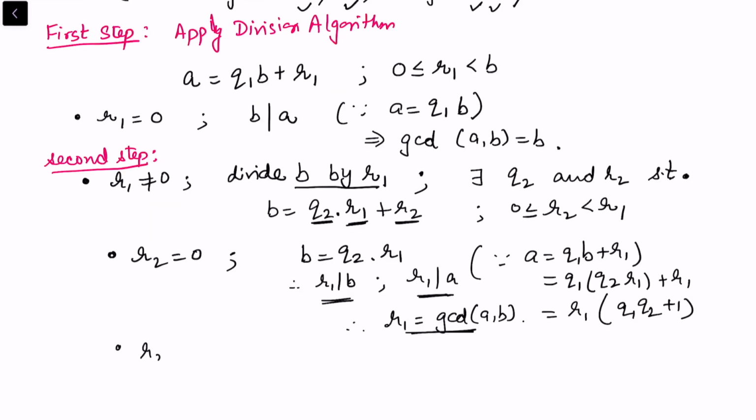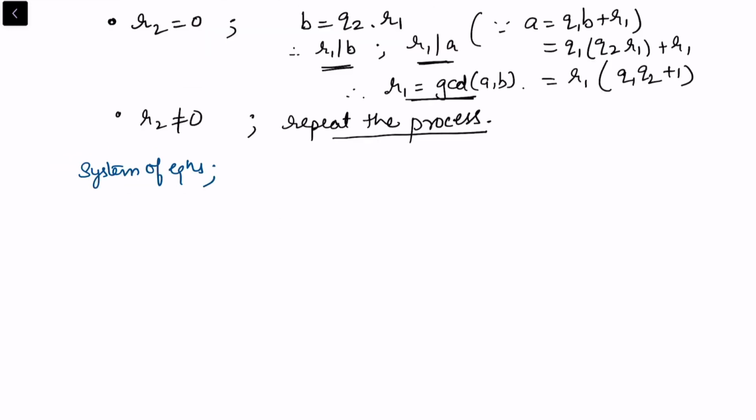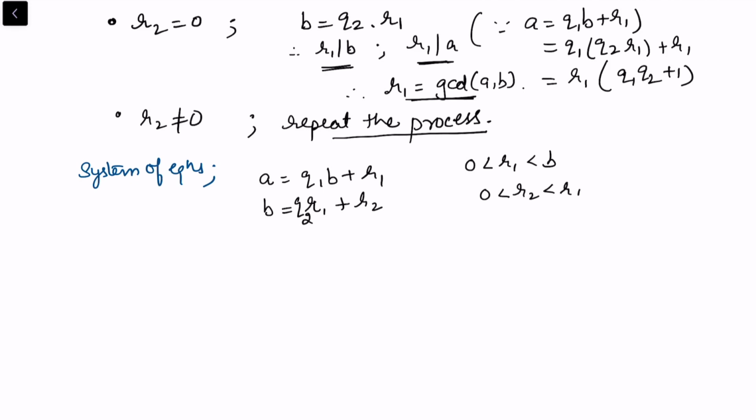But if r2 is not equal to 0, suppose the remainder is not equal to 0. In this case, we again repeat the process. When we repeat the process, this is what we mean by the Euclidean algorithm. We have the system of equations: a is equal to q1 times b plus r1. In this case the remainder was not 0, so I proceeded and divided b by r1, giving quotient q2 plus r2, with the condition on the remainder, and since r2 is not equal to 0, this division should be carried out further. So this is q3 times r2 plus r3, which means r3 is strictly less than r2.